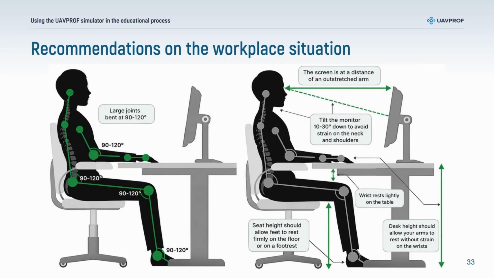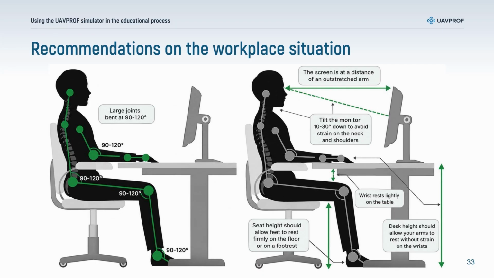It is important to pay attention to the organization of the workplace and the correct position of the hands on the control equipment. Recommendations on the workplace situation. The body position should be stable and natural. Let's list the main points. Both feet are completely on the floor. The knees are bent at an angle from 90 to 120 degrees. The shoulders are straightened, but at the same time lowered and relaxed, with no tension.